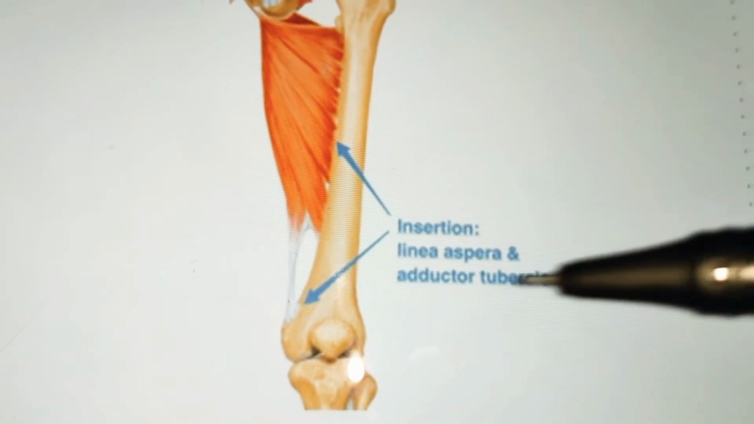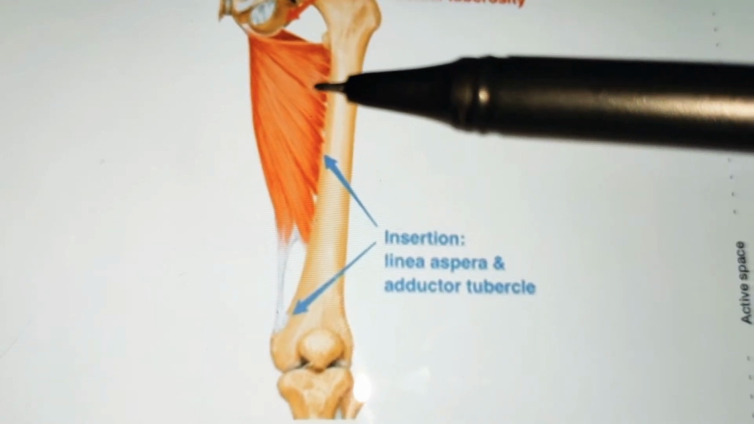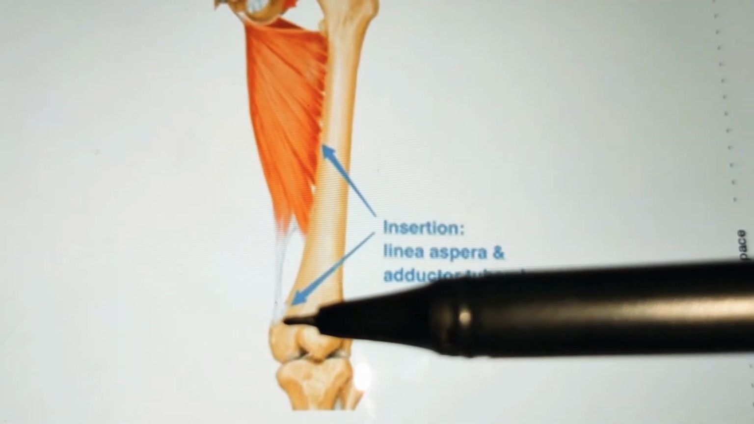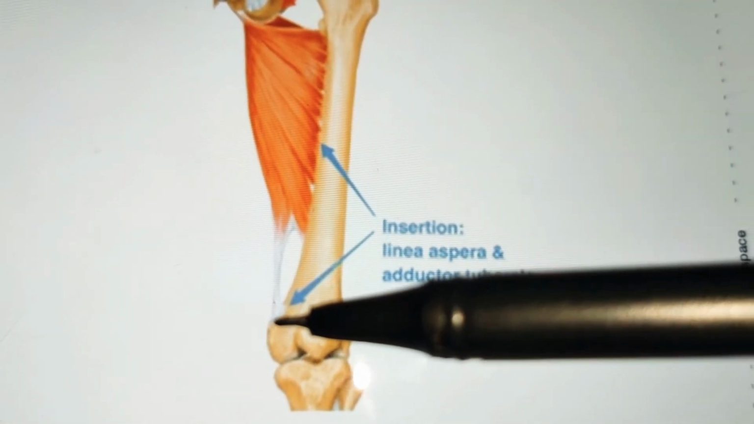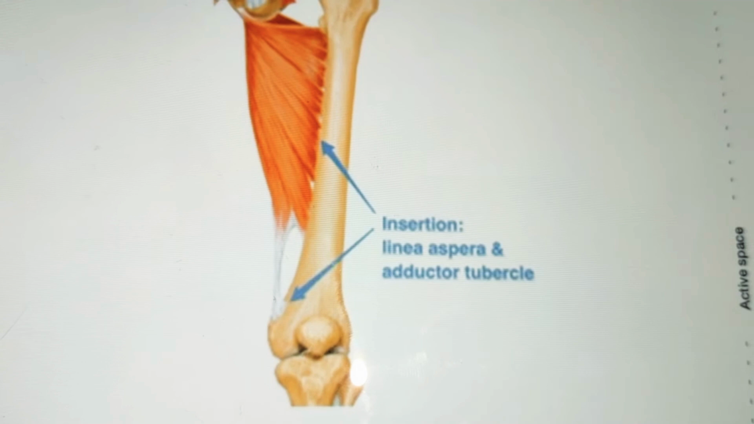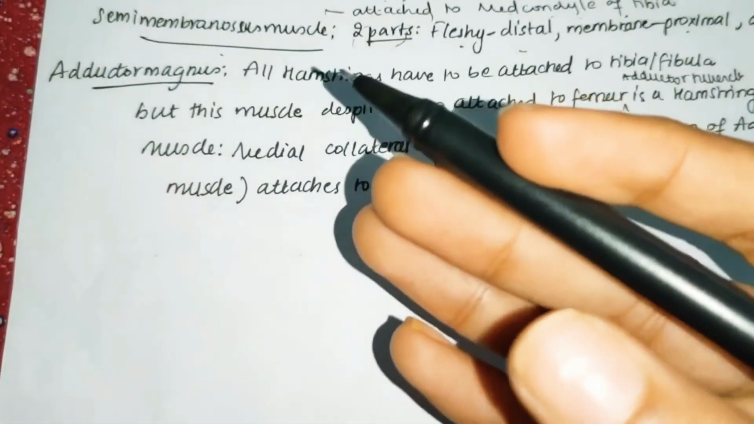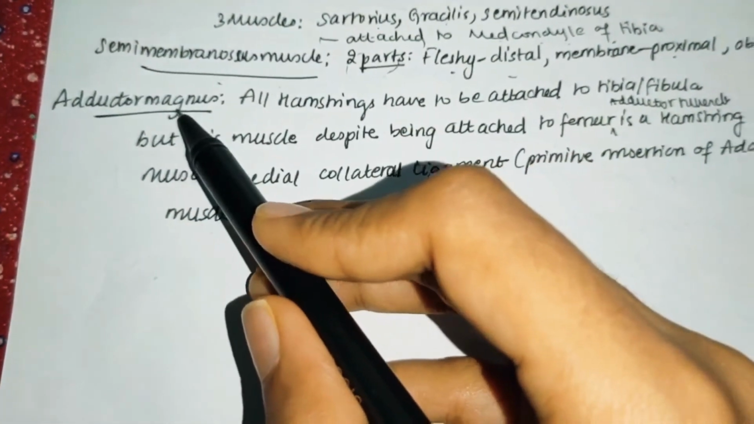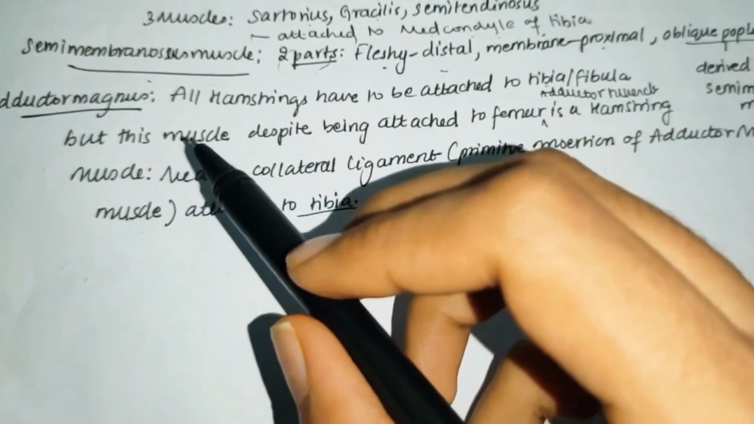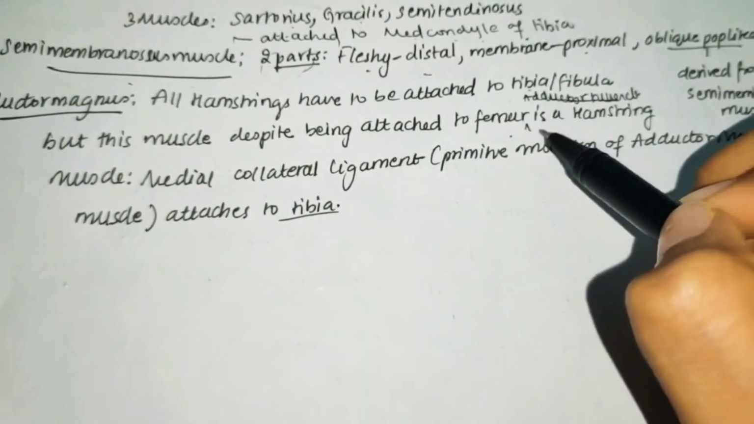So finally let us discuss adductor magnus. You can see this muscle is adductor magnus. All the hamstring muscles, if you see, are attached to the tibia or fibula, but this adductor magnus is attached to the femur itself, that is, to the adductor tubercle of the femur. So how can we say this is a hamstring muscle? Let us clear it out. You can understand by means of these notes, right? What they are saying is that all hamstring muscles are attached to either tibia or fibula, but adductor magnus is attached to the adductor tubercle of the femur, and it is also called a hamstring.